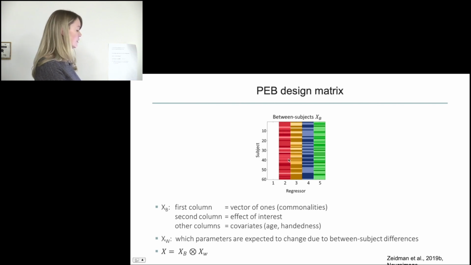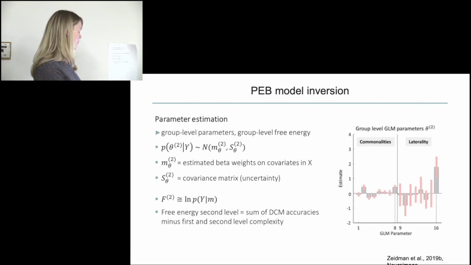The second column and the following columns will just be your group difference or your covariate, whatever you're interested in, or you're controlling for age and sex and whatever. And this is what you have to specify. Yeah, and it's super simple. And we do the same thing.